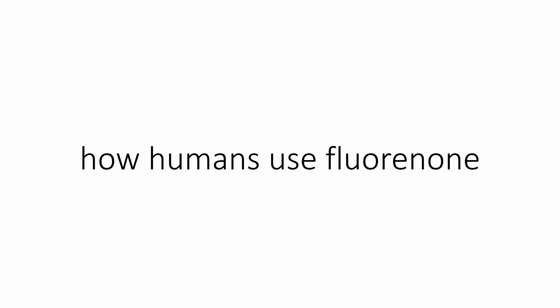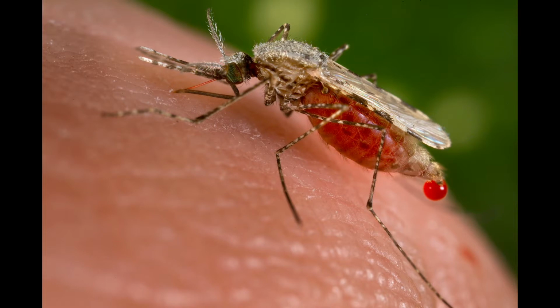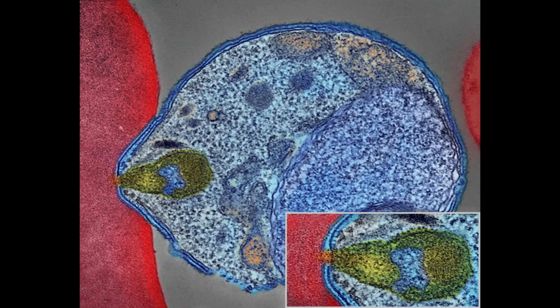How humans use fluorenone is similar, and it's also with fluorenone derivatives, so not fluorenone itself. When a mosquito bites you, its saliva drips into your blood, and that saliva can carry a lot of smaller microbes and bugs. One of those microbes is a Plasmodium microbe. That doesn't occur in all mosquitoes, but if it does occur in a mosquito, when the mosquito bites you and the saliva drips into your bloodstream, that Plasmodium microbe can inject itself into your red blood cell. That's what's happening in this image here. And that will cause malaria.